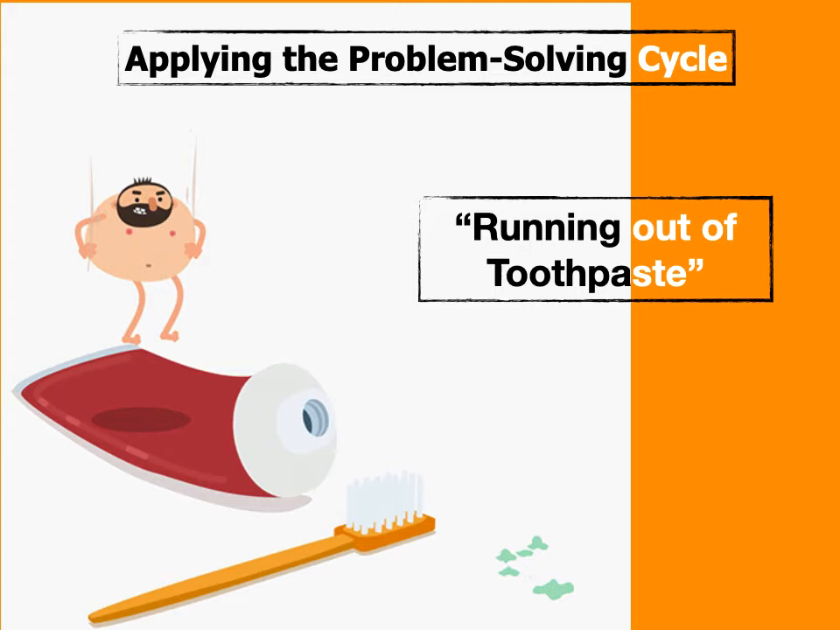Let's say you chose to just go out of your house and buy from the nearest convenience store. So you monitor and then evaluate. Did I solve the problem correctly? Yes, you did, because you were smart enough to just buy a new one instead of forcing yourself to squeeze all the remaining toothpaste that was not even worth it in the first place. So here you go. That's just another example of how we can use the problem solving cycle in a very superficial problem that we face at home, such as running out of toothpaste.